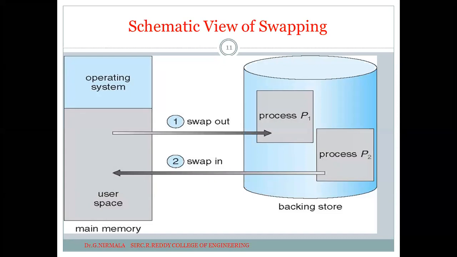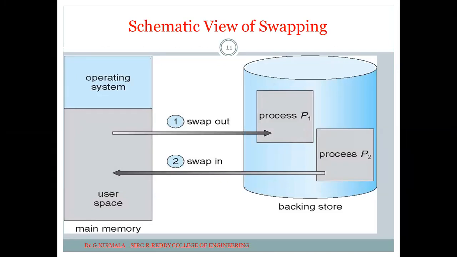Here, from the main memory, the process P1 is swapped out to the disk. Moving from memory to disk is called swap out, and from disk to main memory is called swap in. Swap out is also called roll out, and swap in is called roll in. Both are the same, just another name. The process of moving a job in the middle of execution from memory to the backing store is called swap out. Similarly, loading the process P2 from backing store to the main memory is called swap in.